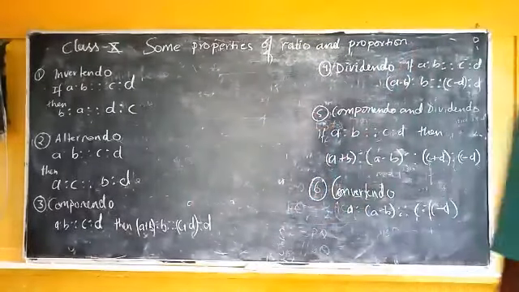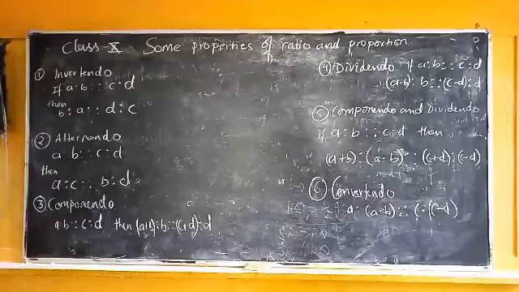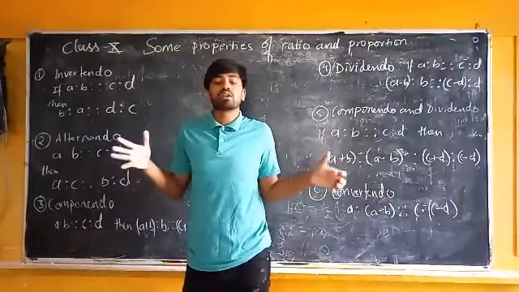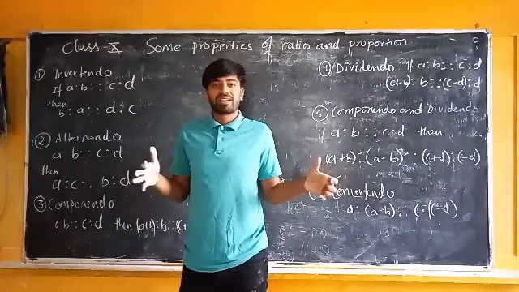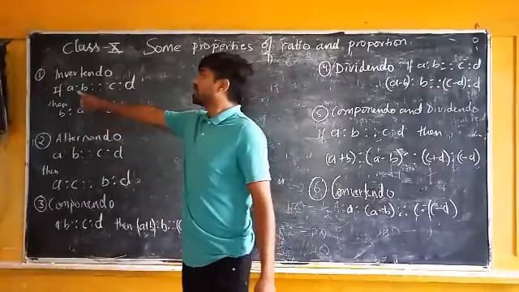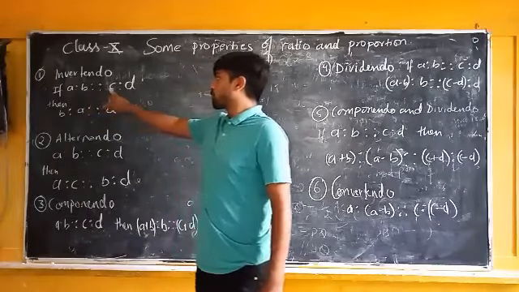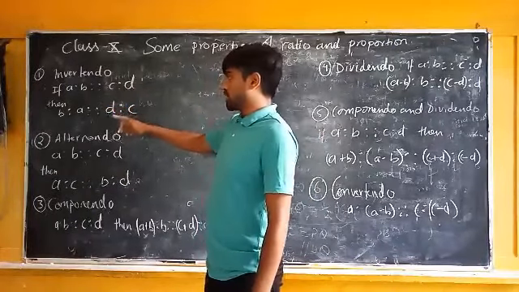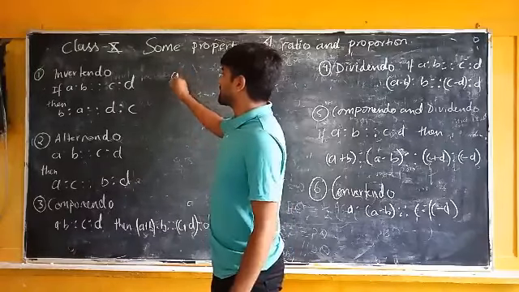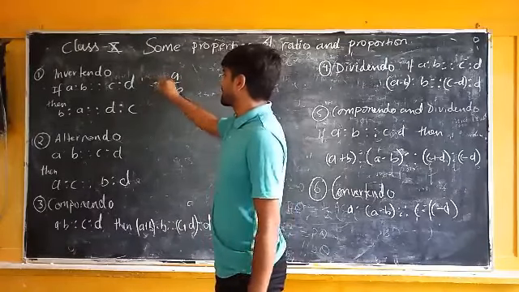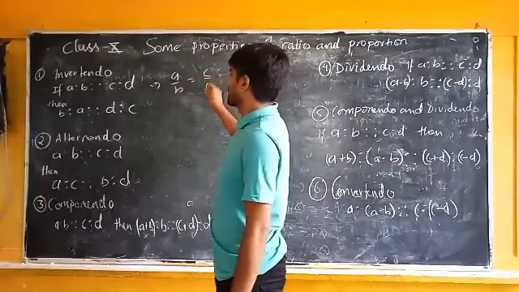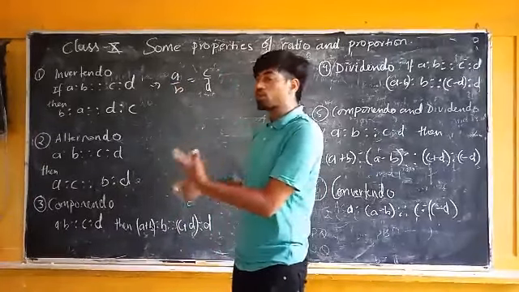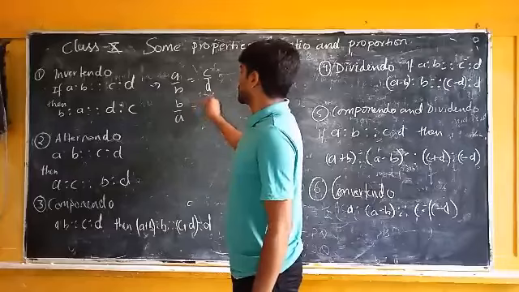The very first property is invertendo. What does that mean? The word itself says inverse. So if a ratio is given as A ratio B proportion to C ratio D, then I can also write B ratio A proportion to D ratio C. Why? If you see this A ratio B, I can write this as a fraction, and then I can take the reciprocal, but if I am taking a reciprocal, I have to take the reciprocal of both sides: B upon A equals D upon C.